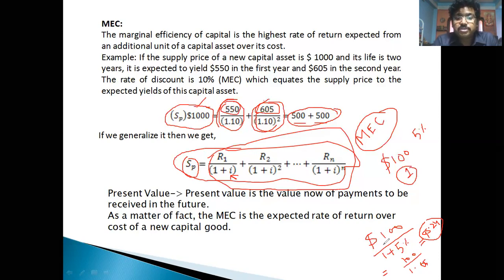So there is an inverse relationship between the interest rate and the present value, that is the discounted value. As a matter of fact, the MEC is the expected rate of return over the cost of a new capital good. Remember one thing: if the 5% is 7% and it is increasing, suppose 9%, then the present value will decline. So I have said that there is an inverse relationship.